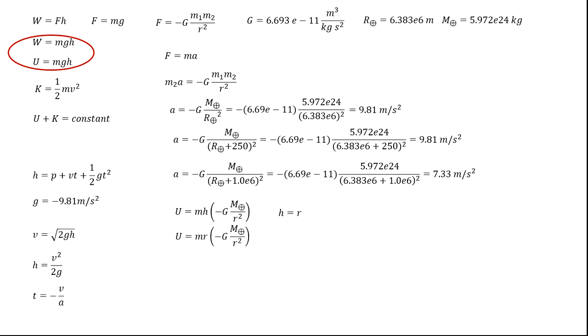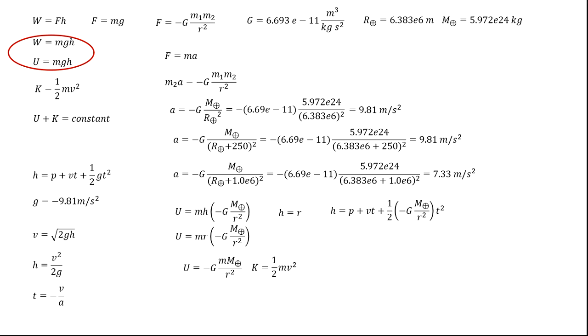Potential energy is m r times minus G times the mass of the Earth over r squared. There's an r in the numerator and an r squared in the denominator. We can take out the r on top and one of the r's on the bottom. Potential energy is thus minus G times m times the mass of the Earth over the distance from the center of mass. Kinetic energy is always 1/2 mv squared.